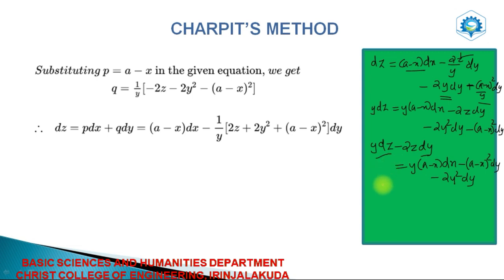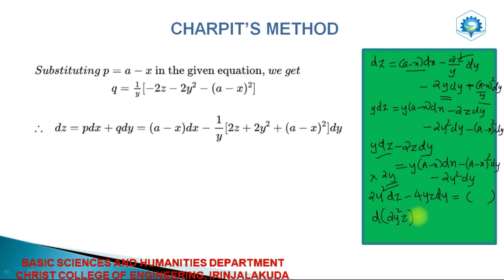So let us multiply the entire equation with the 2y. What we get is 2y square dz minus 4yz dy equal to something. Now, what is the speciality of multiplying with the 2y? This term, 2y square dz minus 4yz dy, is actually the derivative of a term. Which term? It is actually the derivative of 2y square z.